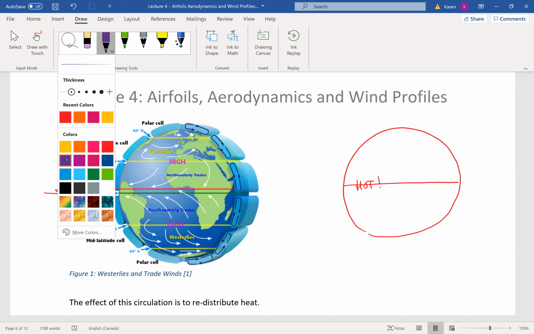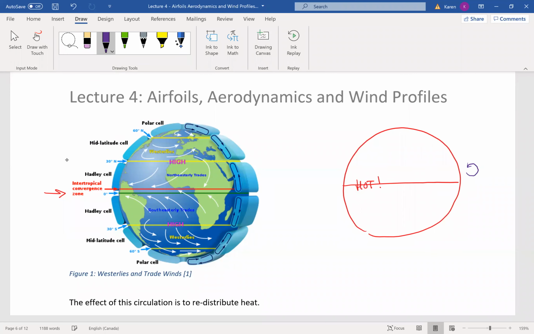And then as the heat rises, it travels about 10 to 15 kilometers above the surface. So it rises and then it falls again. It rises and it falls about 10 to 15 kilometers above the surface. So this is what creates wind.